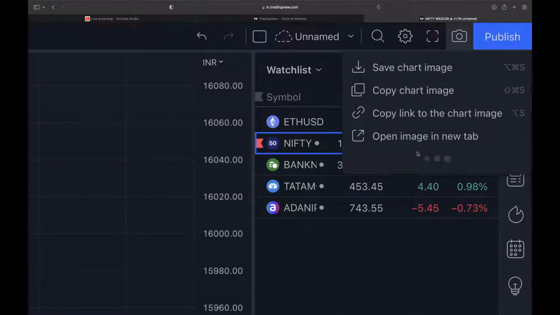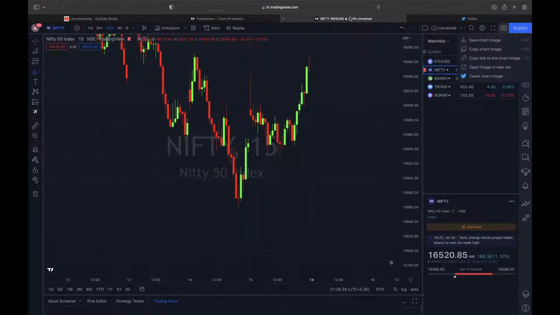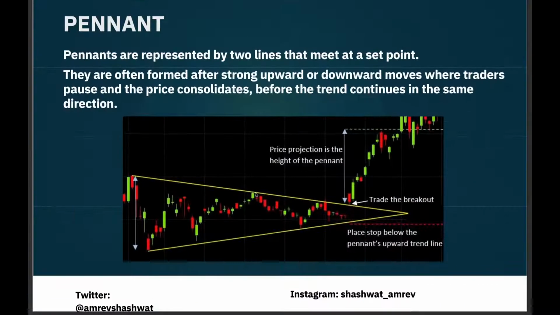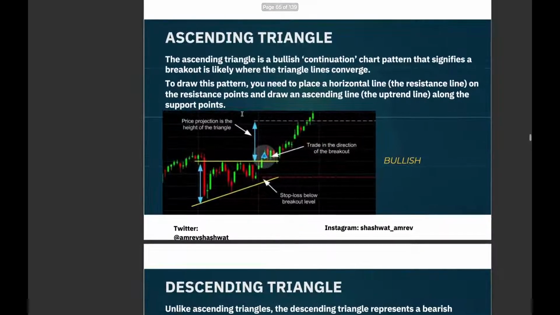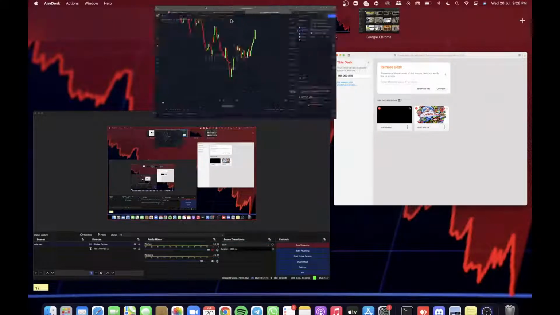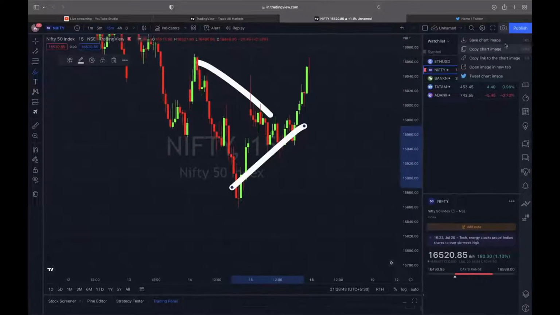Click on this tweet chart image. Okay, this will take you to Twitter. See this? And then you have to mark all the patterns I have taught you today. So mark the flag, symmetrical triangle, descending triangle, ascending triangle. Mark all of these, okay? And whenever you have marked them, just click on this and tweet this image.